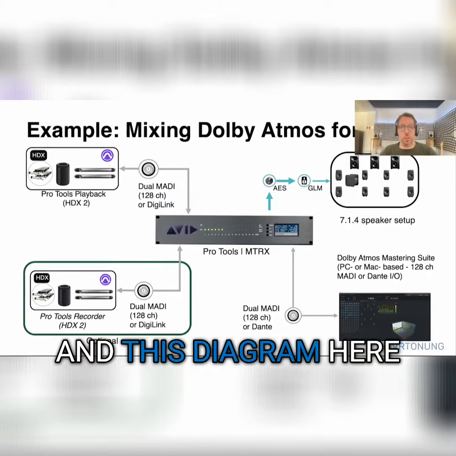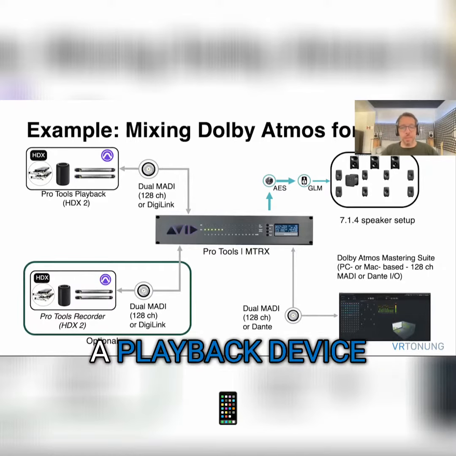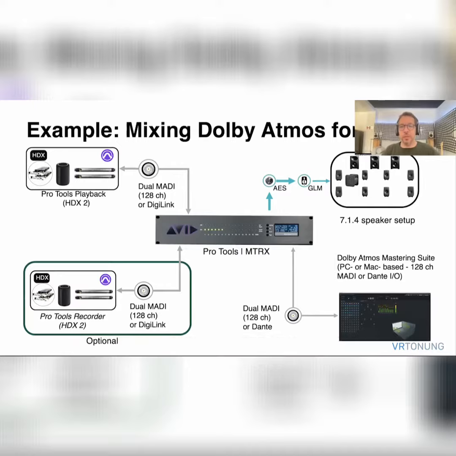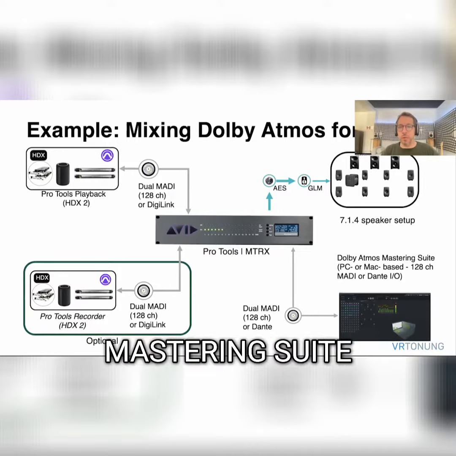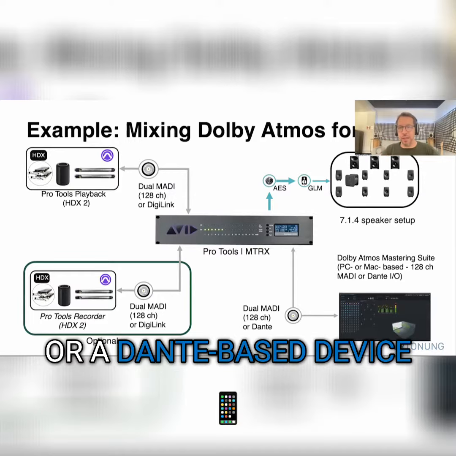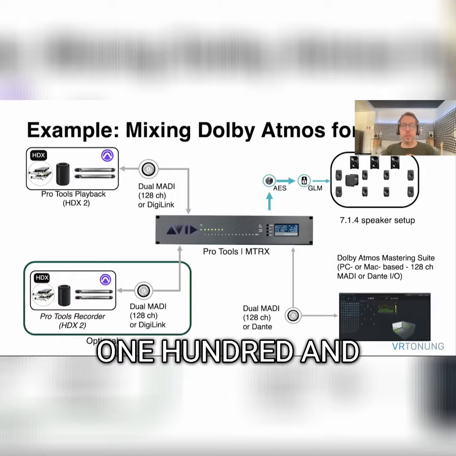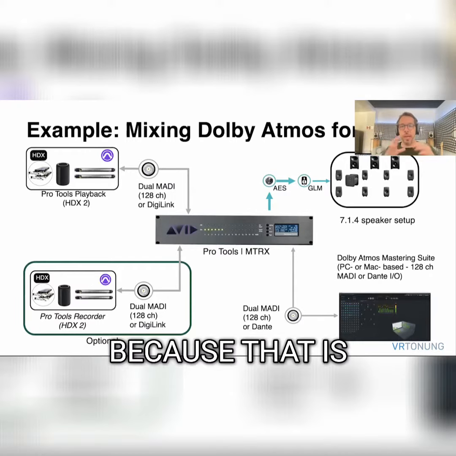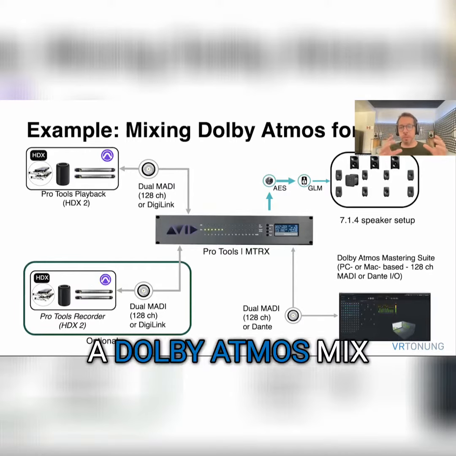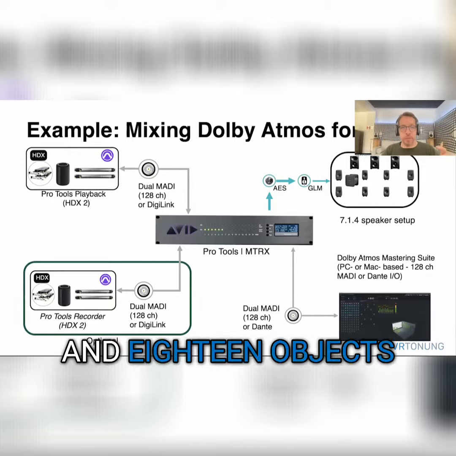And this diagram here shows a little bit the bigger scale of a studio setup. So I have a playback device. On the bottom right, you see the Dolby Atmos mastering suite, which could be a MADI-based or a Dante-based device. And it should be capable of receiving 128 channels, because that is the biggest size of a Dolby Atmos mix: 10-channel bed, up to 118 objects.